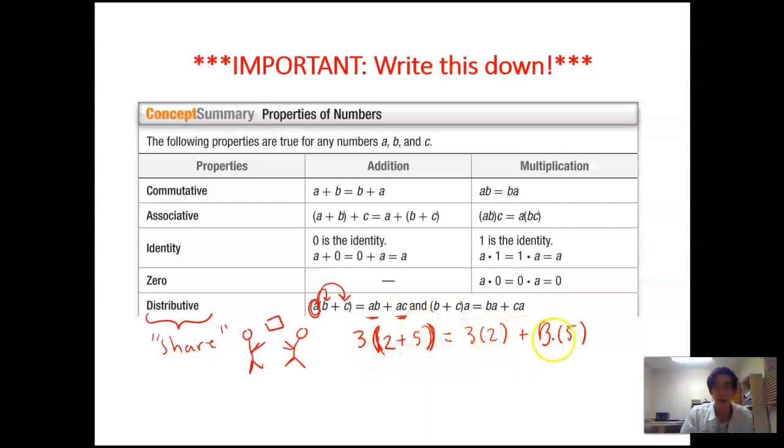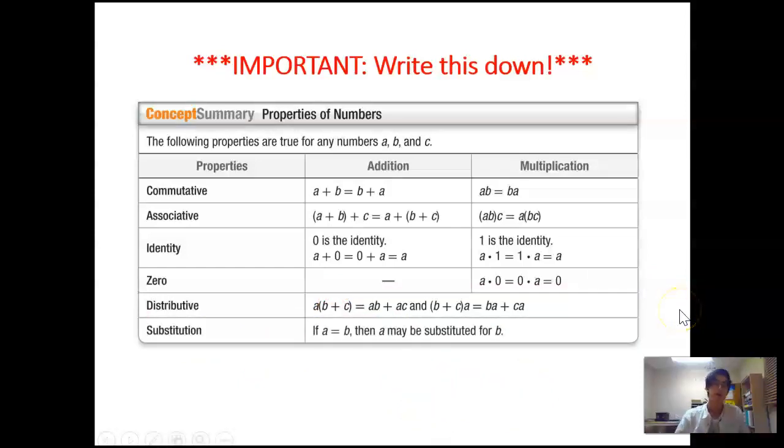Alright, and then now let's simplify both sides. If I want to do PEMDAS and do parentheses first, I can say 2 plus 5 is 7. And then I can do this part, 6, and then 15. And then if I continue, this would be 21. And then 6 plus 15 is also 21. So it works. So distributing is sharing out that factor.